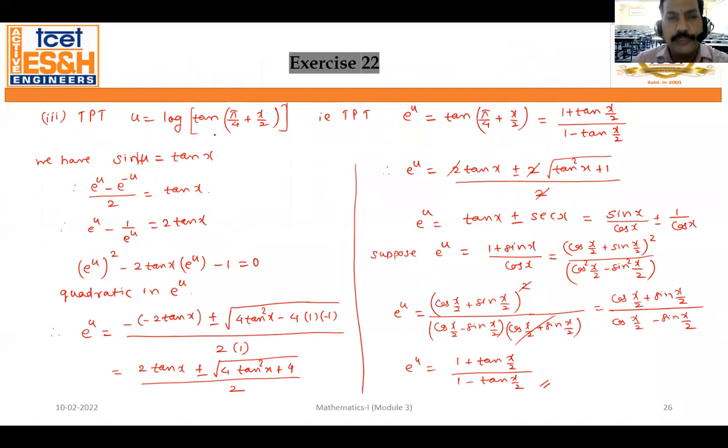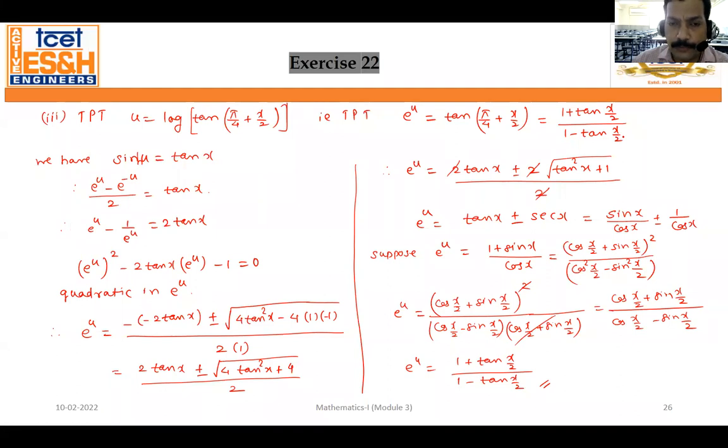So to prove that u is equal to log of tan of pi by 4 plus x by 2, that means to prove that e raised to u is equal to tan of pi by 4 plus x by 2. Do you know what is tan of pi by 4 plus x by 2? Tan a plus b formula. What is tan a plus b formula? Tan a plus tan b upon 1 minus tan a into tan b. मतलब tan pi by 4 plus tan x by 2 upon 1 minus tan pi by 4 into tan x by 2. But tan pi by 4 is 1, means we get 1 plus tan x by 2 upon 1 minus tan x by 2. It means to prove this result, enough to prove e raised to u is equal to 1 plus tan of x by 2 upon 1 minus tan of x by 2. That's it. बस इतना ही प्रूव करना.